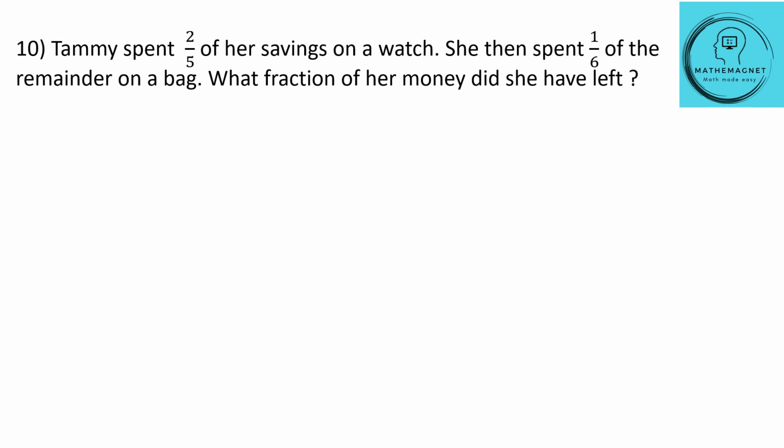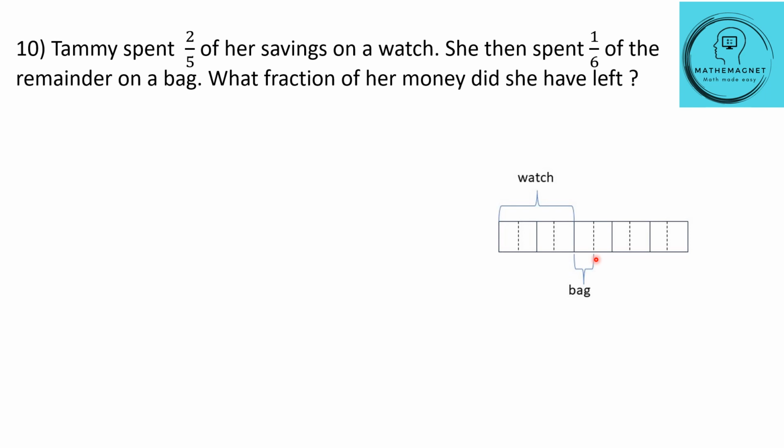Okay, so let's start by drawing the bar model. Since she has spent 2 by 5 of her savings on a watch, her total savings will be 5 units. Let us start by drawing 5 units. Now in these 5 units, 2 units have been used for a watch. Now for the remainder, we have 3 units left. But in the question they have told us 1 by 6th of the remainder is spent on a bag. So from the remainder, 1 by 6 portion has been used for the bag.